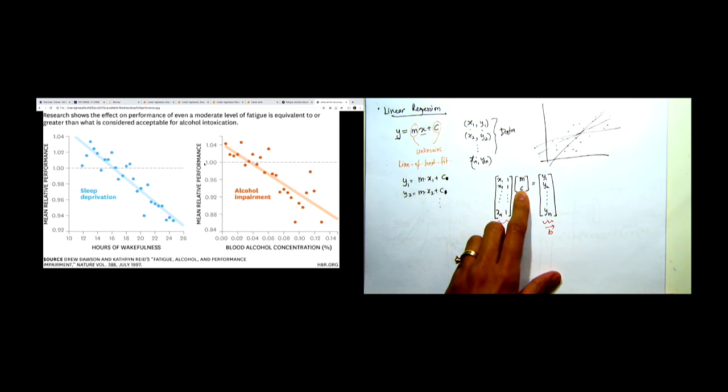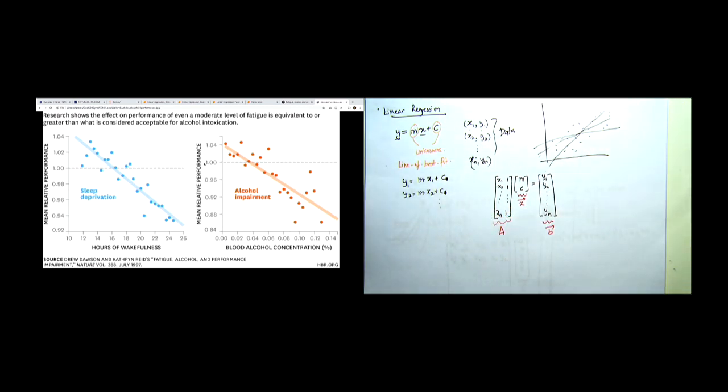This now becomes my A matrix. This is my x vector. This is my vector b. Right? So let's say I do an experiment, I gather a bunch of data points, and I want to figure out what is the line of best fit, I'm going to put them into a format like this. And the m and the c that least squares is going to pop out is what is going to give me the best fitting line.